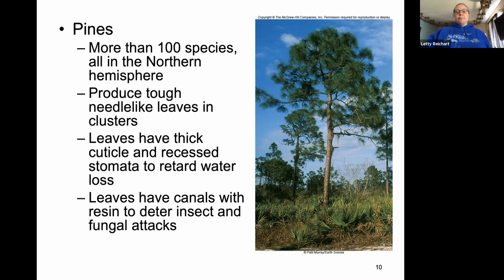from the plant. And then the leaves also have specialized canals where resin can be excreted, and the resin is actually shown to have an antifungal effect, so it can deter fungal infection of trees, and also acts as an insect deterrent.